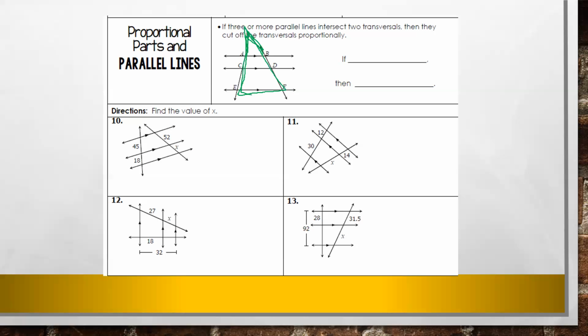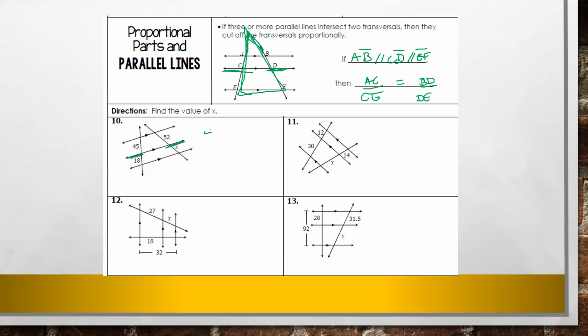Okay, so we'll fill in the if-then statement here. If we have 3 parallel lines this time, so we'll say if AB is parallel to CD, it's parallel to EF, then AC over CE will be equal to BD over DE. Still think of that interior parallel line as your fraction bar. So looking at number 10, I've got 3 parallel lines. Think of that interior line as your fraction bar.